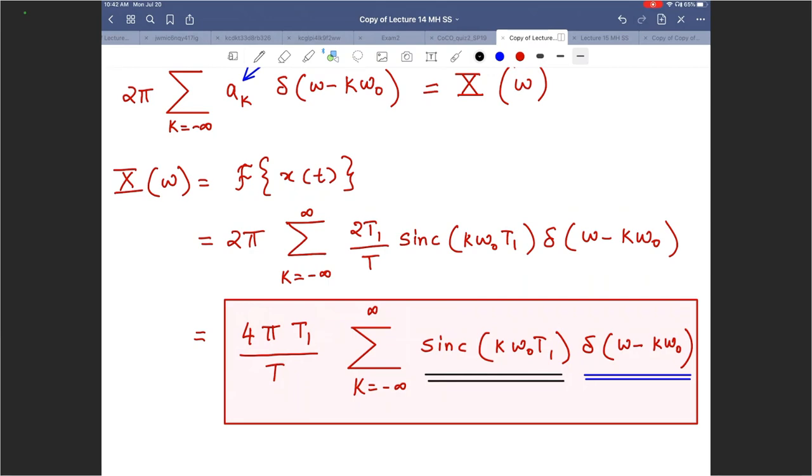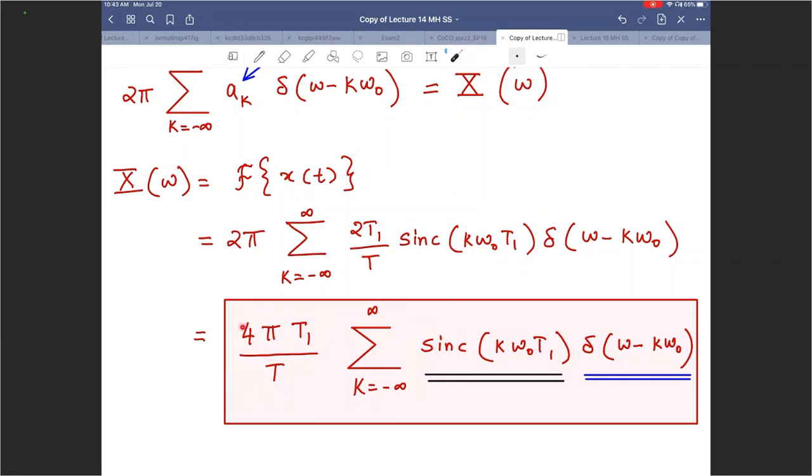The next piece is, what does this particular thing mean? That means that my Fourier transform is going to have a sinc-shaped envelope, but because I'm only evaluating that sinc function at k omega naught times t1, the impulses, the delta functions, are being weighted with that sinc evaluated at k omega naught t1. Then there is a summation, so all those pieces are getting added up.